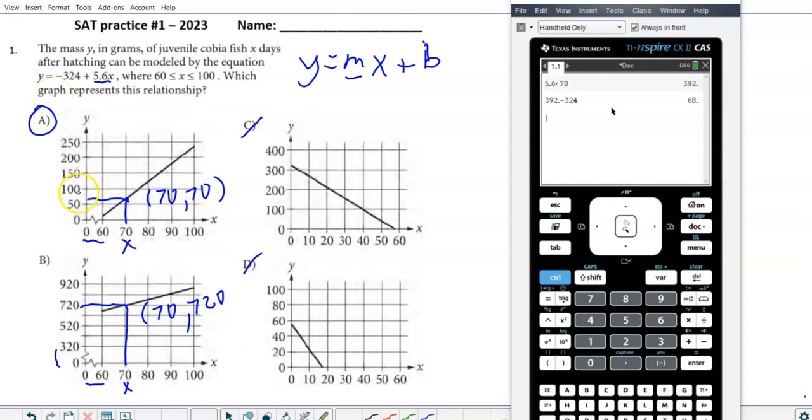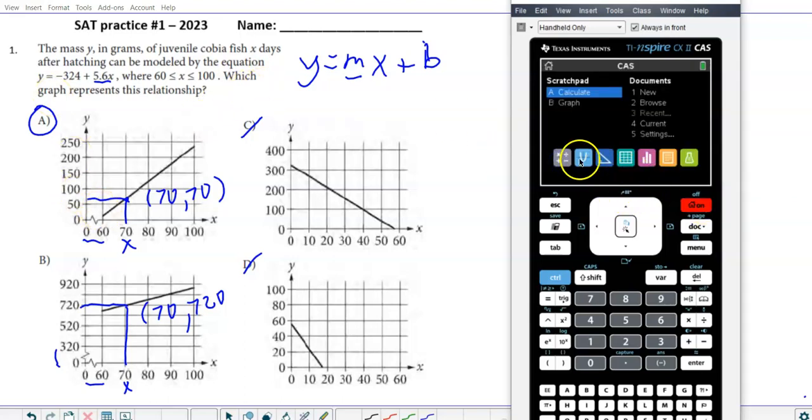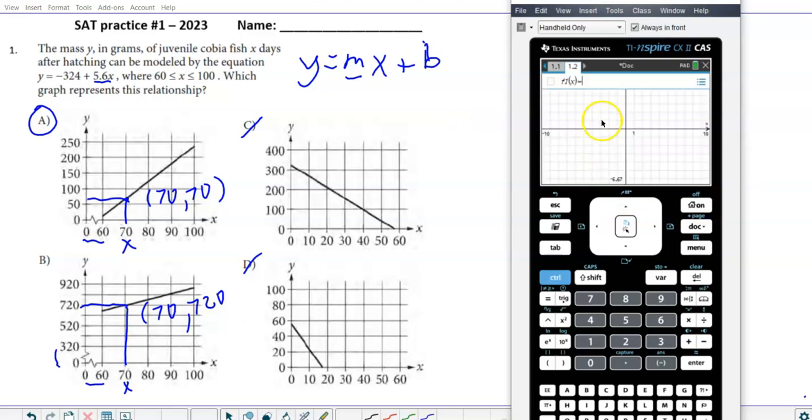There's another way to do this. We could do this on a calculator, and I want to show you this so you can adjust your window. Maybe you haven't done that very much. It's definitely something you can do. So I'm going to go to a graphing page here, with the home key. I'm going to just graph negative 324 plus 5.6x, and I can't see it at all.